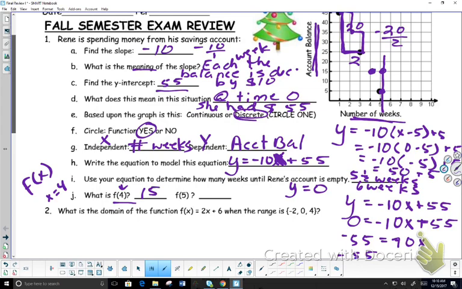Okay? If I were to use my equation, I'll go ahead and do that for you as well. That would be negative 10 times 4 weeks plus 55. So that would give me negative 40 plus 55, which would give me my $15. Then it says, what's f of 5? Well, this means x equals 5. So I go over here to 5, and at the 5th week, I've got $5.